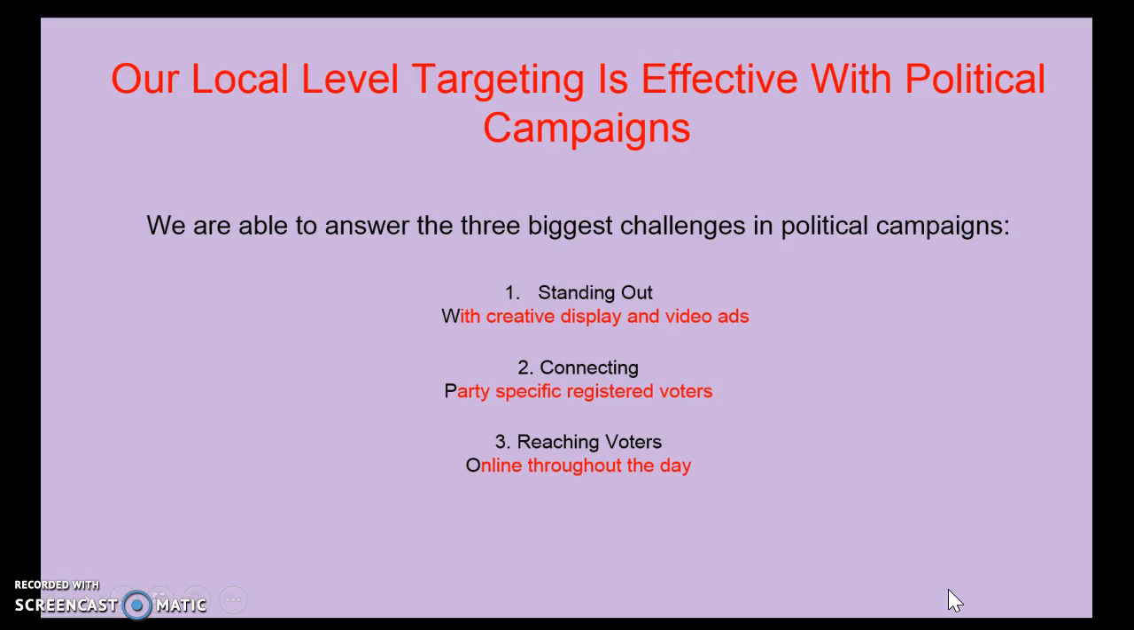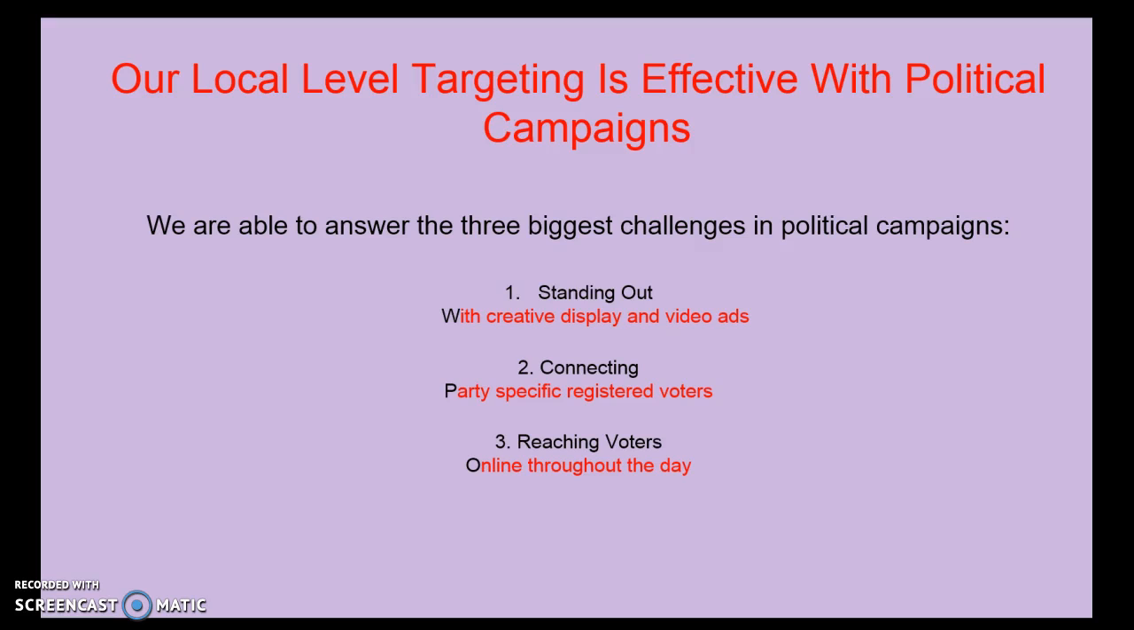other factors. So again, our local level targeting is effective with political campaigns. We're able to answer the 3 biggest challenges in political campaigns. Question number 1, standing out with creative displays and videos, by the way, because the creative can actually have a link to a video, which will enable the campaigns to send a video or to send information. And again, remember, the creative are going to go to a landing page. A landing page can have video, a landing page can have information. The landing page can actually have someone that, once they land there, someone from the campaign team can call. There's various unlimited options as far as that's concerned.